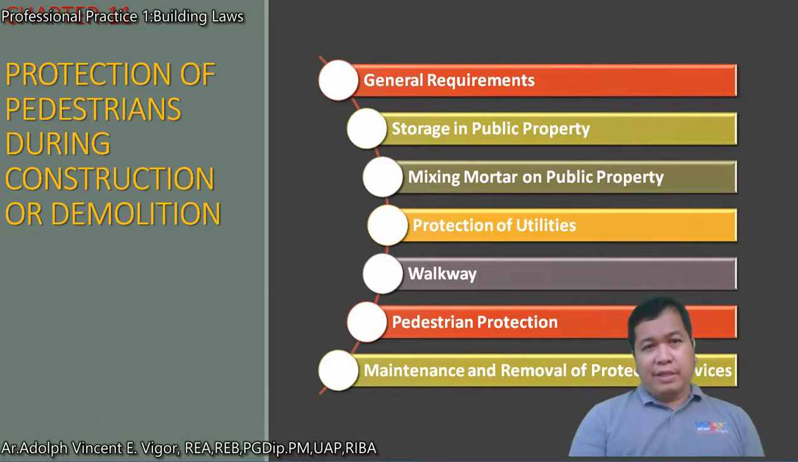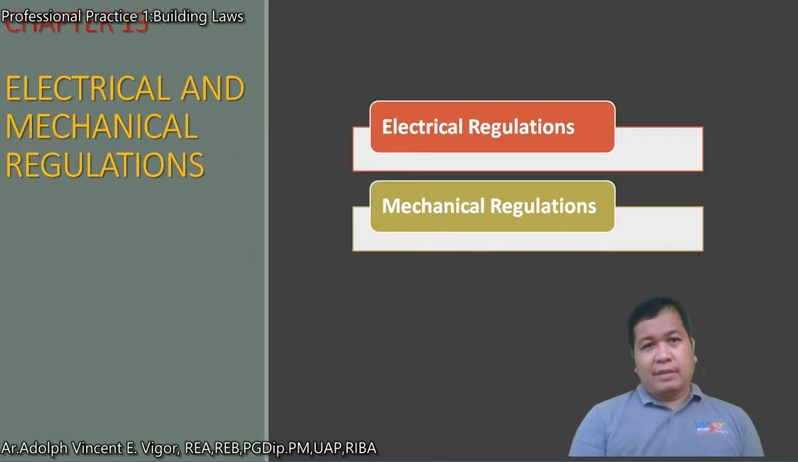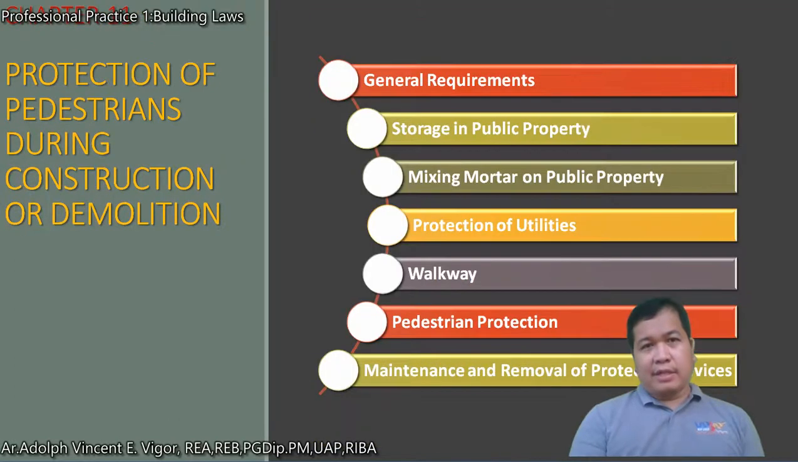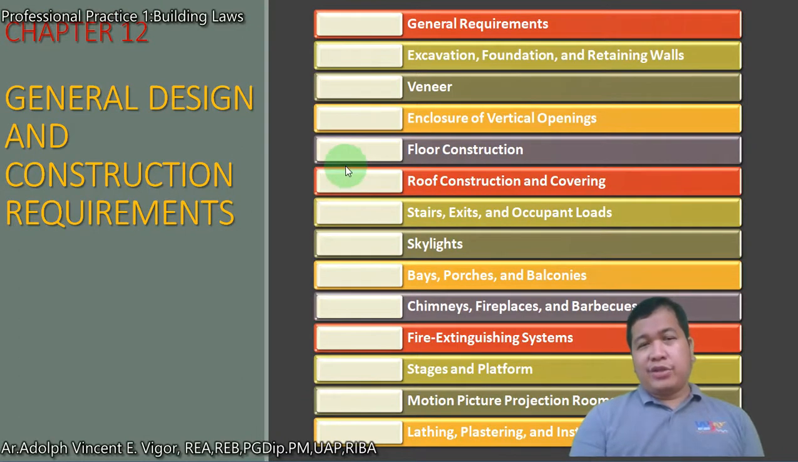Let's move to chapter 12. Okay, chapter 12. So, chapter 12 is about the general design and construction requirements: excavations, veneer, vertical openings, floor construction, roof construction and covering, stairs, exits and occupant loads, skylights, bays, porches and balconies, chimneys, fire extinguishing systems, stages and platform, motion picture projection rooms, lathing, plastering, and installation.